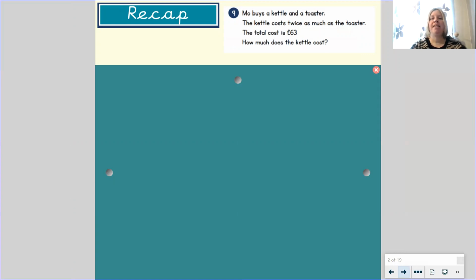Mo buys a kettle and a toaster. The kettle costs twice as much as the toaster. The total cost is £63. How much does the kettle cost? So I looked at the problem, and the first thing I realised was that the total cost was £63. And I needed to work out how much the kettle cost.